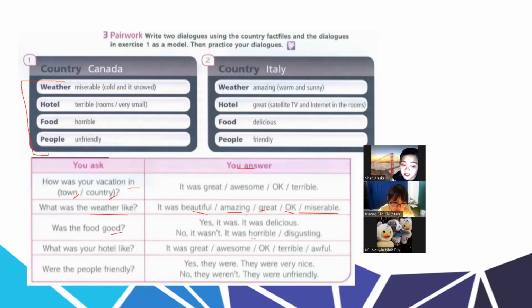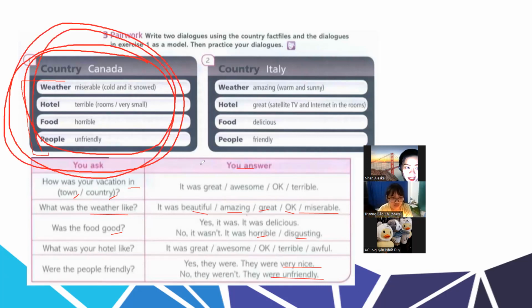Was the food good? Yes, it was. It was delicious. No, it wasn't. It was horrible. Or you could say, no, it wasn't. It was disgusting. What was your hotel like? It was great, awesome, okay, terrible, awful. The same applies when someone asks you about the town or country. Were the people friendly? Yes, they were. They were very nice. No, they weren't. They were unfriendly.